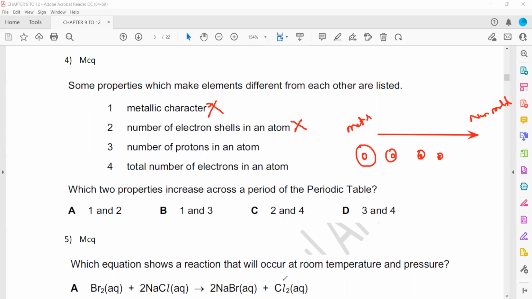The number of protons in an atom, how many protons are there in an atom, that increases because the atomic number increases. And the total number of electrons in an atom will also increase. So 3 and 4 are the right statements.